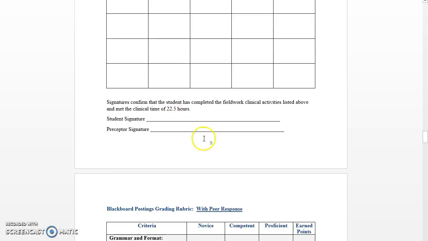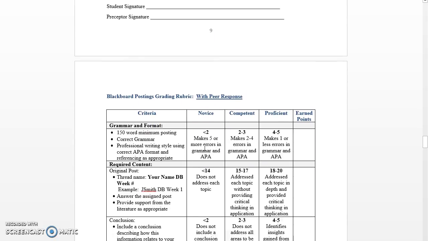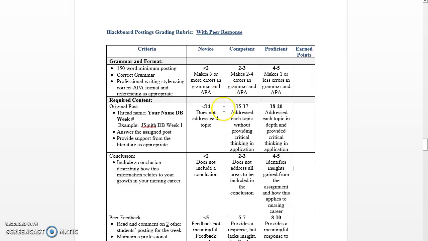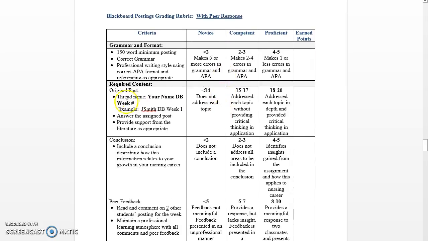And here's your clinical log that you will fill out for your clinical experiences. Blackboard postings grading rubric with the peer response. Again, make sure that your original post has your name and discussion board week number. That way, whenever I go back into grades or grade your peer response, I know exactly whose peer's discussion board you have responded to.